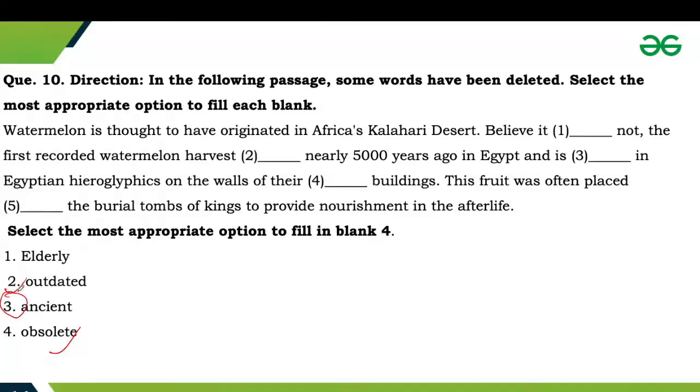Elderly means to refer to people or living things. Outdated is referring to that carvings are an important part of history till date, till that time. And obsolete is referring to that carvings are not useless. So we will prefer ancient. Sorry, this one, ancient. So third will be the correct answer.